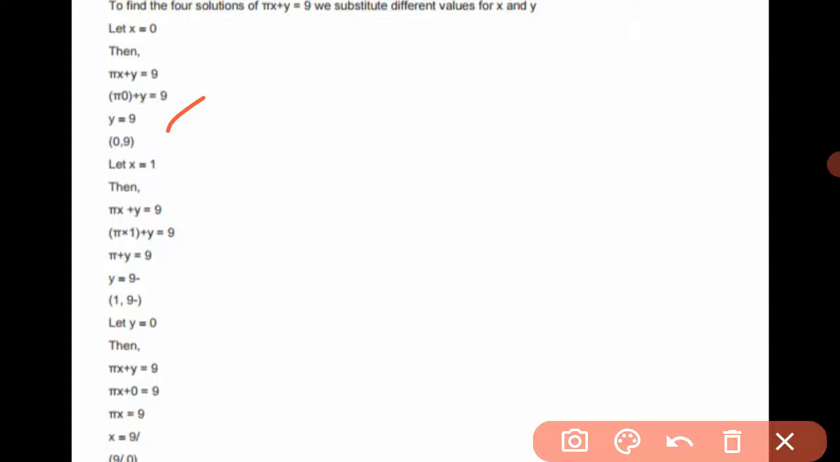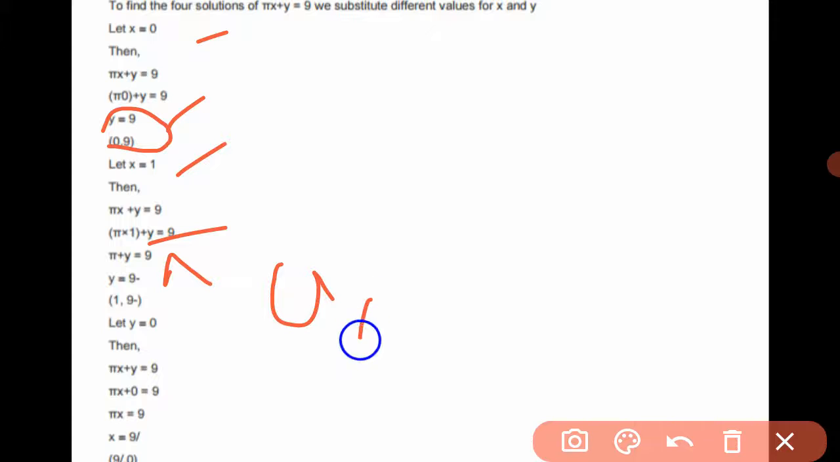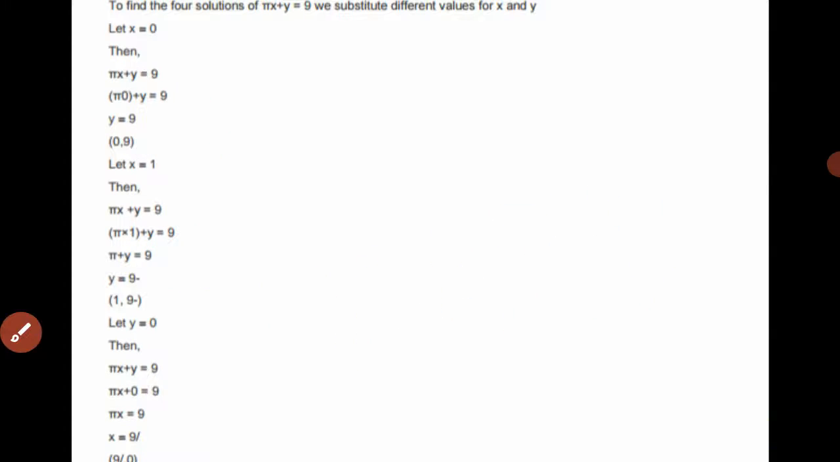Here y equals 9 when x equals 0, so this solution will be (0, 9). When x equals 1, then the value of y will be 9 minus pi, so the solution will be (1, 9 minus pi). So in this way we can find different solutions.